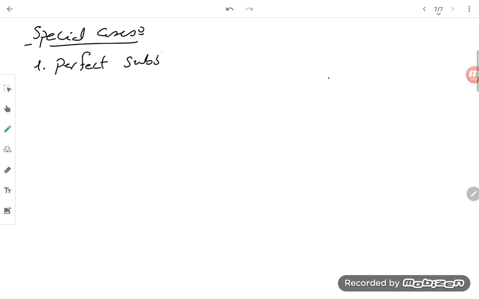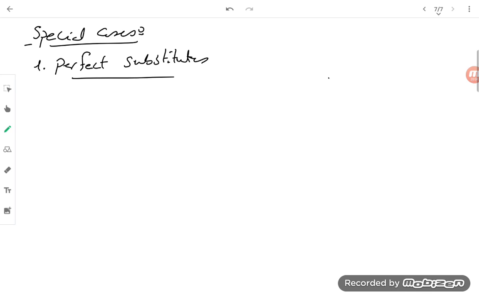Number 1, in case of perfect substitutes. Perfect substitutes are two different products that can be used instead of each other. They can do the same function. No one of them is more preferred than the other. Such as pens. You would like to write using black pen or blue pen, it doesn't matter for you. So they are perfect substitutes for each other.